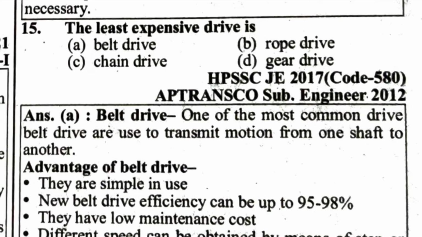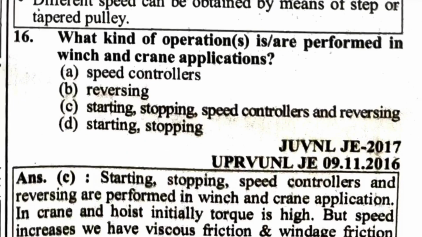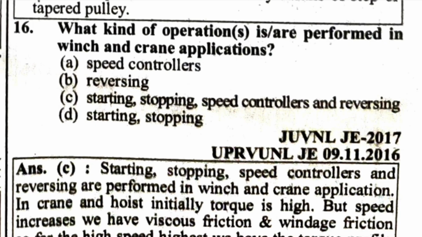The least expensive drive is belt drive. What kind of operation is performed in winch and crane applications? Starting, stopping, speed controller and reversing.